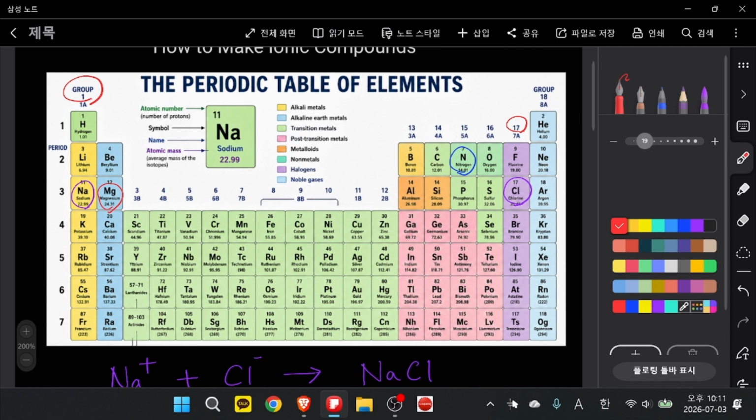Here's a simple rule to remember. Metals usually lose electrons and become cations. Nonmetals usually gain electrons and become anions. Atoms combine to achieve a noble gas electron configuration. The total positive and negative charges must balance. Always write the cation first and the anion second. Once you understand these rules, you'll be able to write the formulas for many ionic compounds.